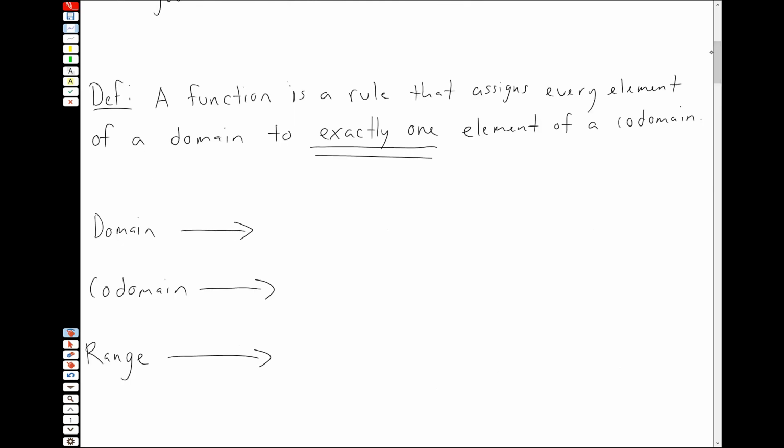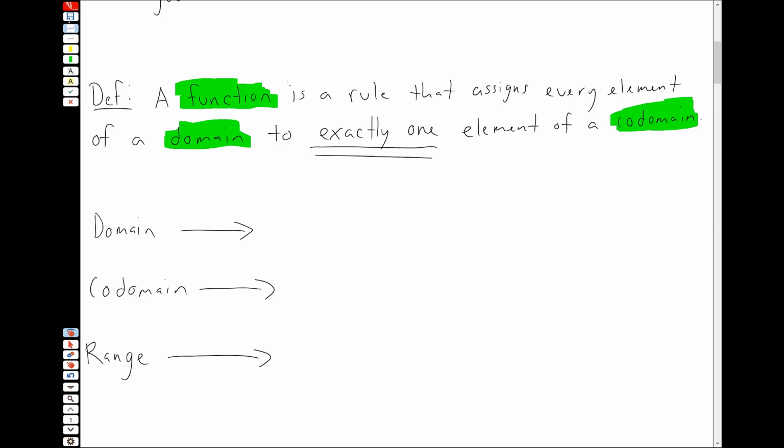So what is a function? A function is a rule that assigns every element of a domain to exactly one, and this is key here, exactly one element of a codomain. Now, if you're reading along in the book, which you should be doing, this is a little bit more pinkies up than what the book says. Okay? And we'll go through this a little bit more, but this is the precise definition of a function. So again, a function is just a rule that assigns every element of a domain to exactly one element of a codomain.